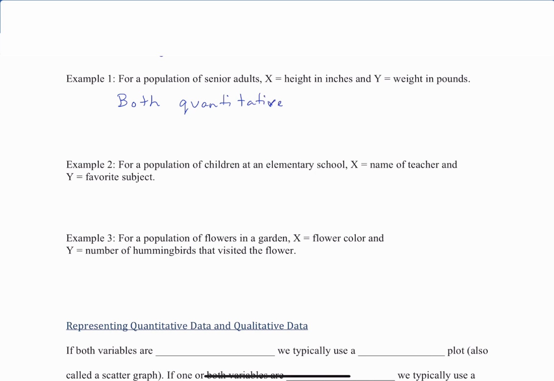Let's look at example 2. For a population of children at an elementary school, X gives the name of the teacher, so the teacher of each particular student, and Y gives their favorite subject, again, the favorite subject of one particular student. These are pretty obviously not numerical, so they're certainly not quantitative. In fact, they are both qualitative.